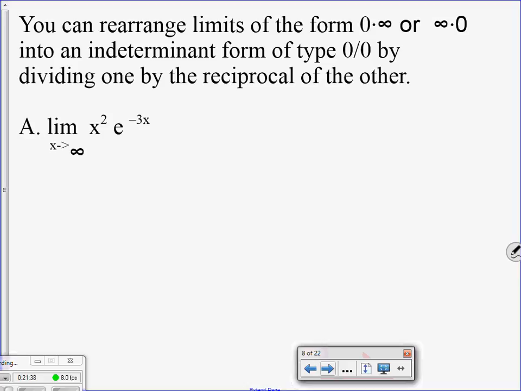Let's first of all see what would happen if x is approaching infinity. What's the first factor heading toward? X squared, so infinity, times e to the negative 3 times infinity. So that's like a 0. Oh, we don't know what infinity times 0 equals. Infinity.